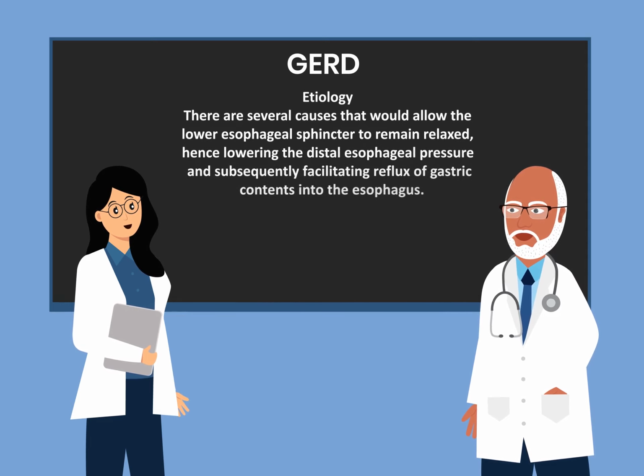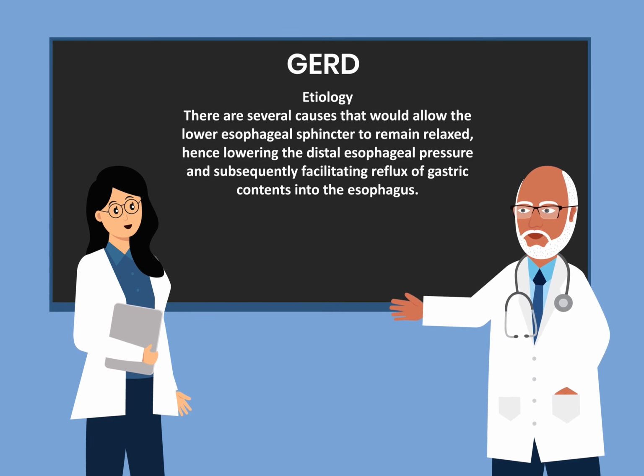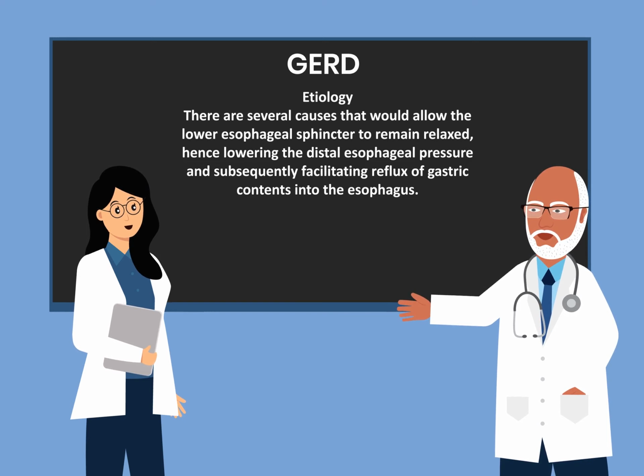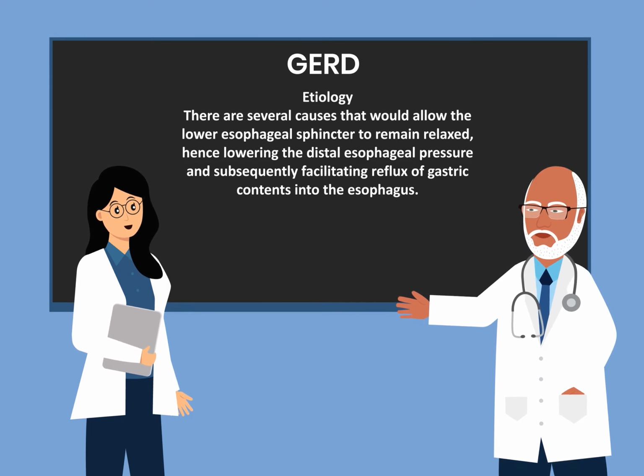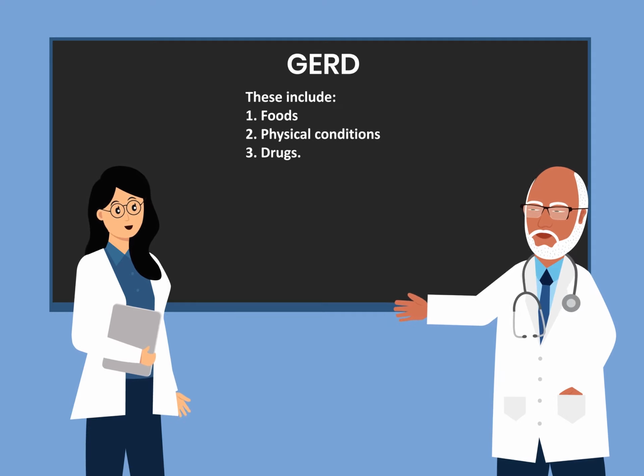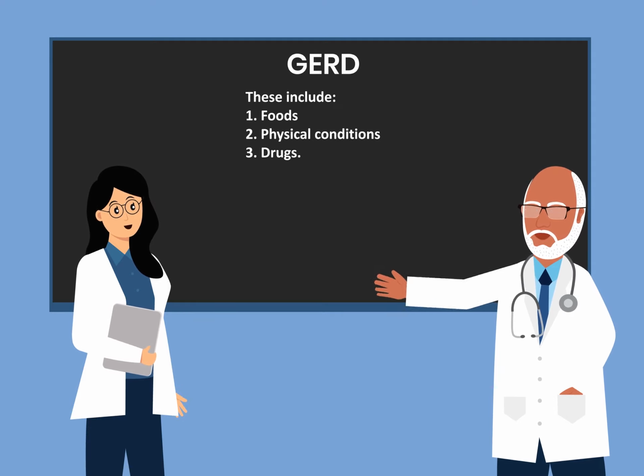The etiology. There are several causes that would allow the lower esophageal sphincter to remain relaxed, hence lowering the distal esophageal pressure and subsequently facilitating reflux of gastric contents into the esophagus. These include foods, physical conditions, and drugs.